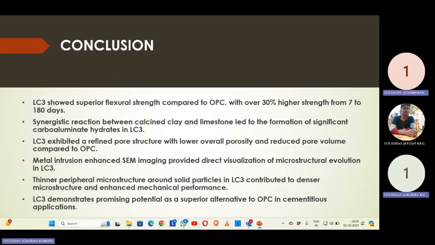Third is LC3 exhibited a refined pore structure with lower overall porosity and reduced pore volume compared to OPC. Fourth is metal intrusion enhanced SEM imaging provides direct visualization of microstructural evolution in LC3. Fifth is thinner peripheral microstructure around solid particles in LC3 contributed to denser microstructure and enhanced mechanical performance. Sixth is LC3 demonstrates promising potential as a superior alternative to OPC in cementitious applications.